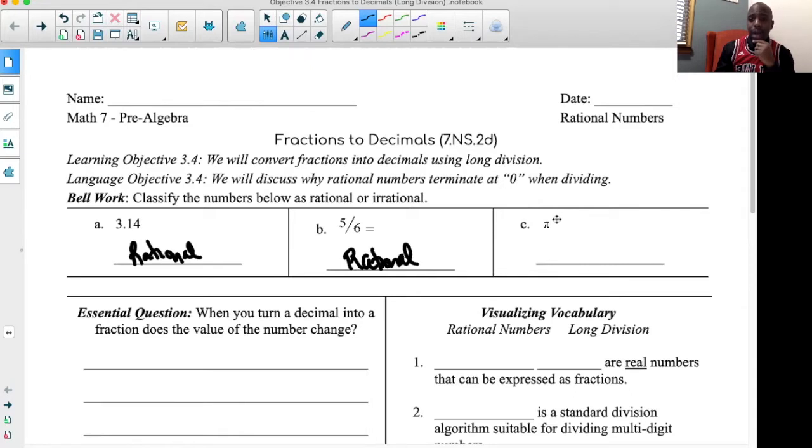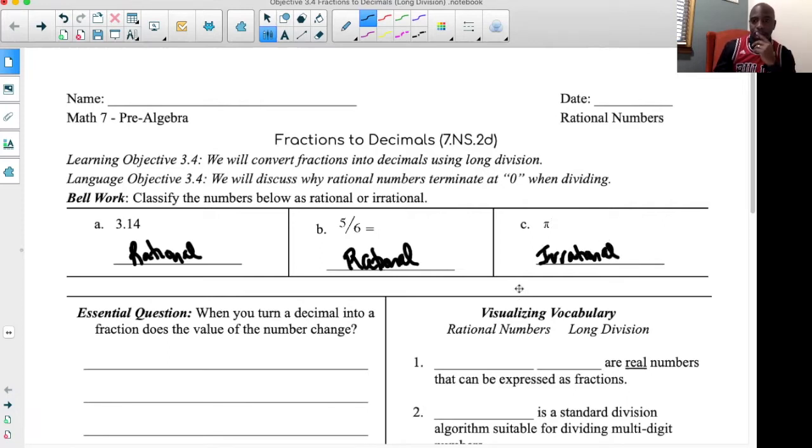And lastly, pi, which if you hit pi in your calculators, you'll see that's the equivalent of 3.1415 and continues. The numbers don't repeat, the numbers don't terminate, which lets you know that this number is considered an irrational number. Okay, if you try to turn it into a fraction, it would not work.